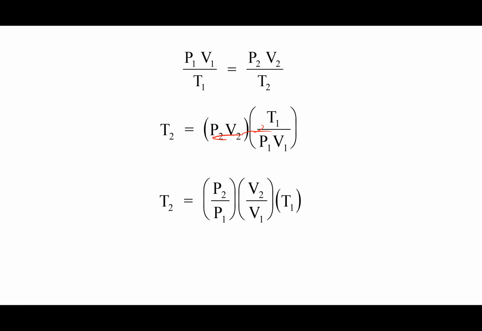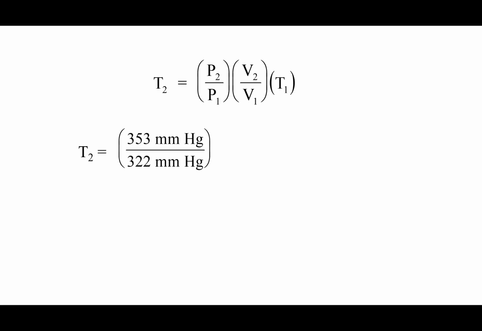And here's where it really pops out at you: pressure, as long as they're millimeters of mercury, they cancel. Volume, milliliters, they both cancel. Okay, but your temperature has to be Kelvin. So the first ratio is going to be our P2 over P1, so that's 353 millimeters mercury over 322 millimeters mercury. And our volume is V2 over V1, which is 46.7 milliliters divided by 33.5 milliliters. And we came up with a Kelvin temperature of 285 Kelvin as our initial temperature.